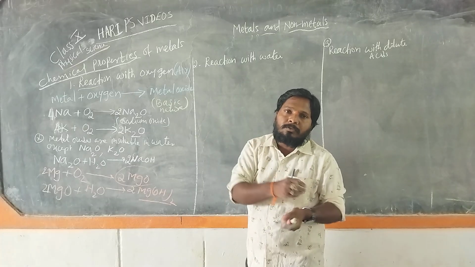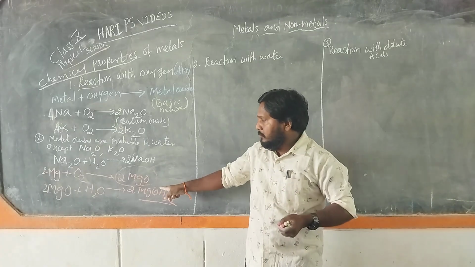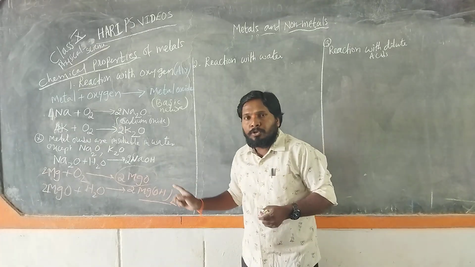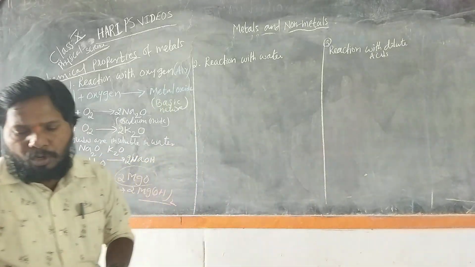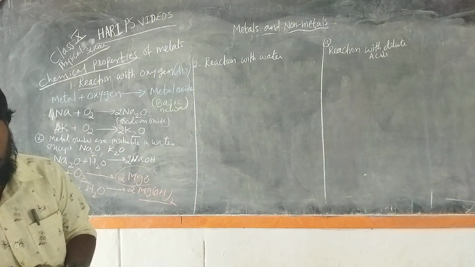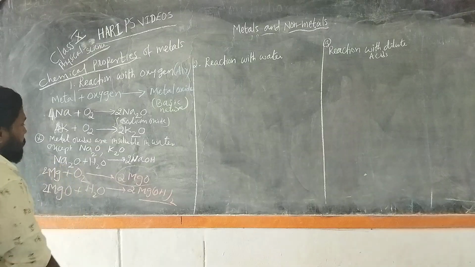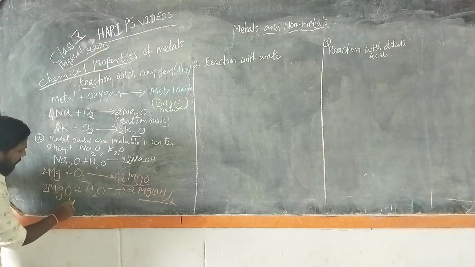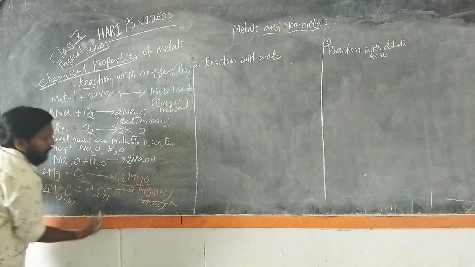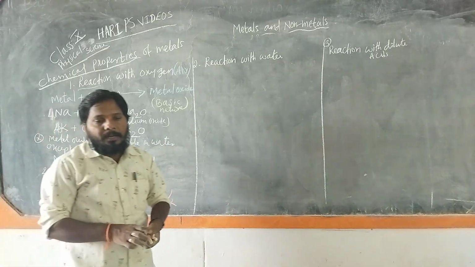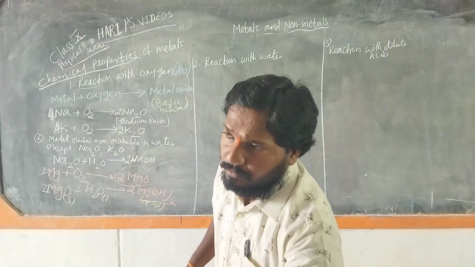It will dissolve in water, and this resultant solution changes red litmus into blue litmus. So this is a solid and this is a liquid, and this is an aqueous solution. So finally, what do we understand?